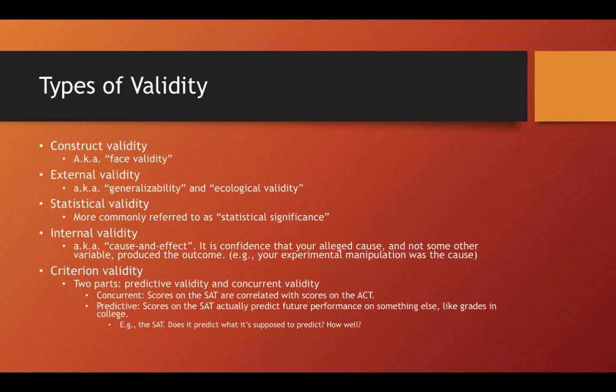And then there's predictive validity. So if my test really measures how well you're going to do in college, it better predict your college grades, right? So the SAT is supposed to be a predictor of how well you do in college. Does it do that very well? Not particularly. It does it a little bit, but not all that great. So those are the two parts of criterion validity.